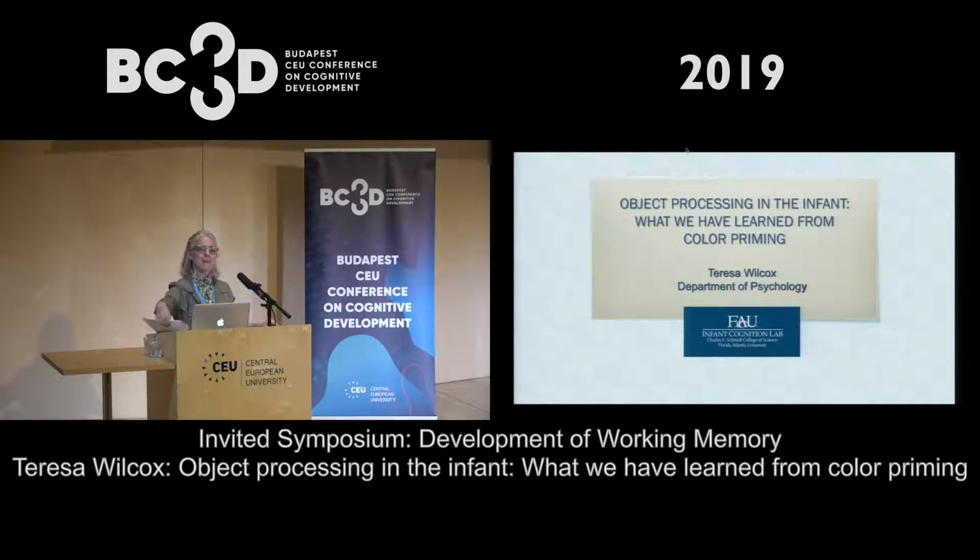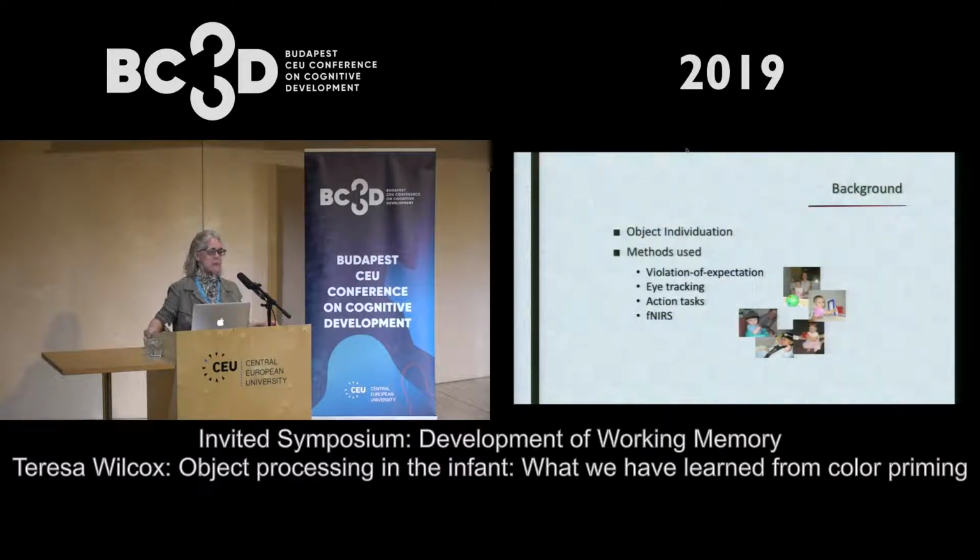I don't typically think of my work as visual working memory. I don't talk about it in that way, but it's easy to think about it in that way, because what I'm going to be talking about today is the kinds of information that babies include in their object representations as objects are moving in and out of view, their visual working memory, and the kinds of experiences that can alter the types of information that babies attend to.